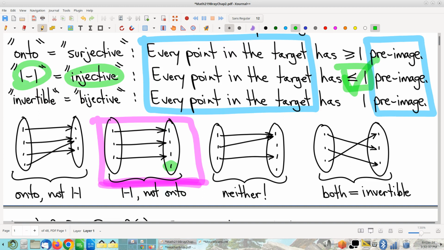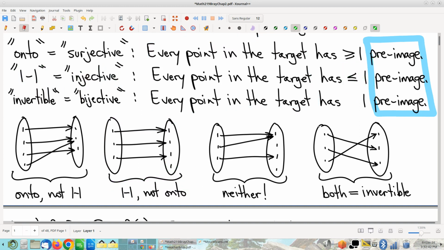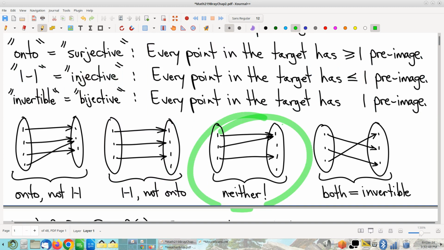Everybody see what I'm talking about? Some functions are neither. Actually, depending on how you count, most functions, in most cases, are neither. This point has too many preimages to make the function injective. That point has too few preimages to make it surjective. So it's just neither. Too bad.